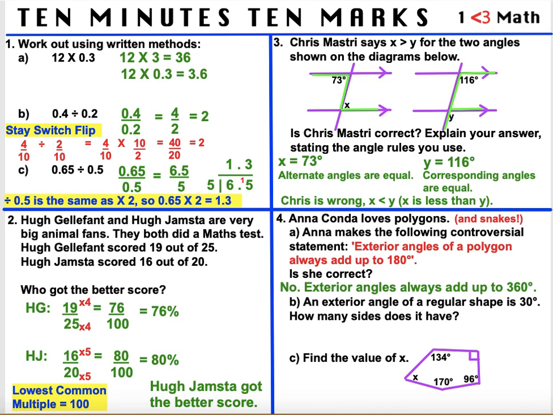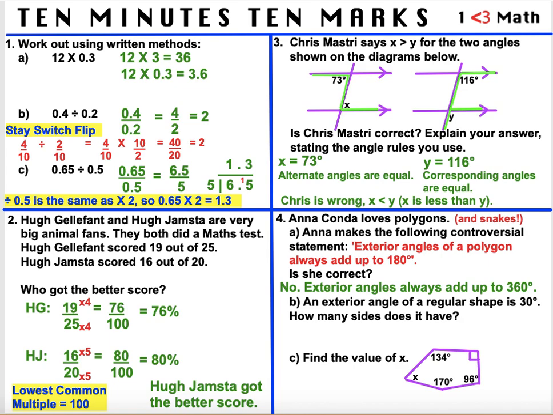And for part B, we have the question, an exterior angle of a regular shape is 30 degrees. How many sides does it have? Now, regular shapes have all angles the same, all angles equal, and all sides the same. All sides are equal for regular shapes. So how many sides does this shape have?